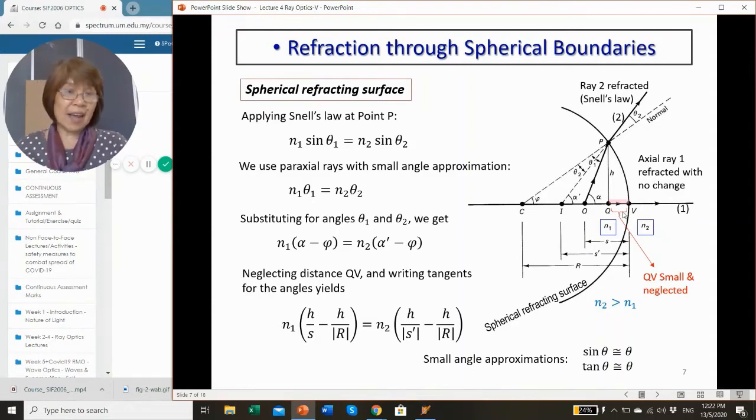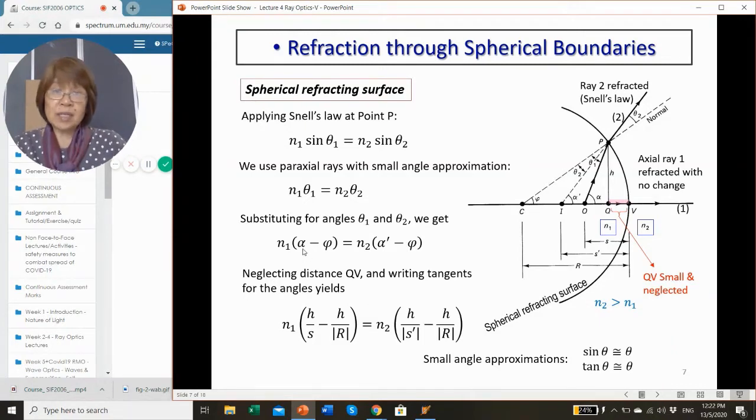Having said that, in this case, O to V would be the object distance. Over here, when we project backwards the refracted ray, and when it cuts the optical axis, that's also where, if you project backwards the other ray, they meet at this point here, so that's where we locate the image. This will be the image distance S prime, and from here to here would be the radius of curvature.